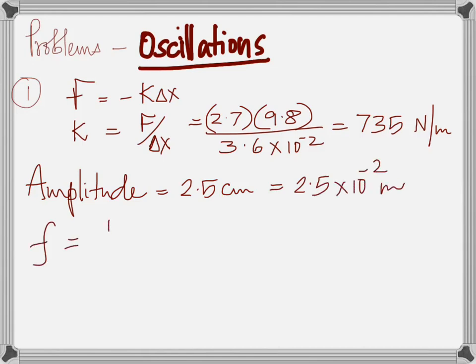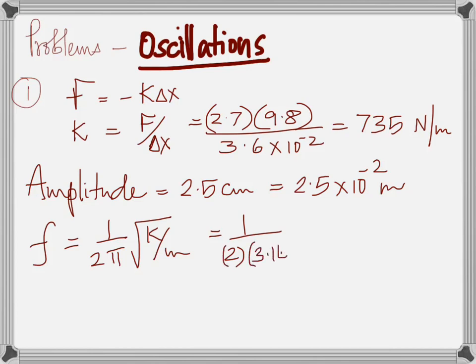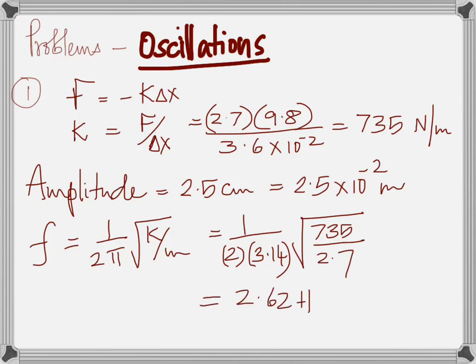You do not have to add the 3.6 centimeters because that will be the new equilibrium position. And then to find the frequency, use the formula 1 by 2 pi square root k by m. You get 2.62 hertz.